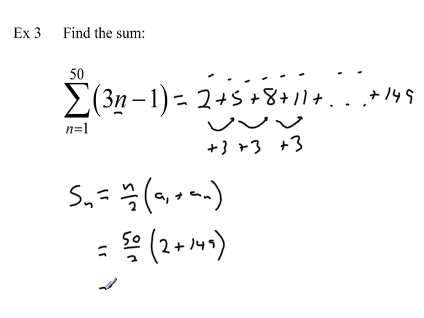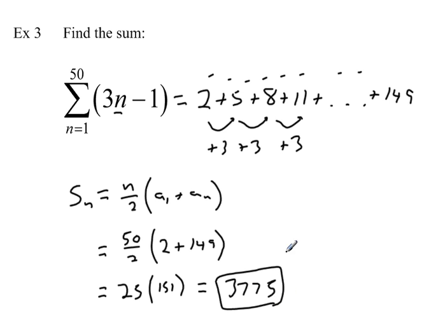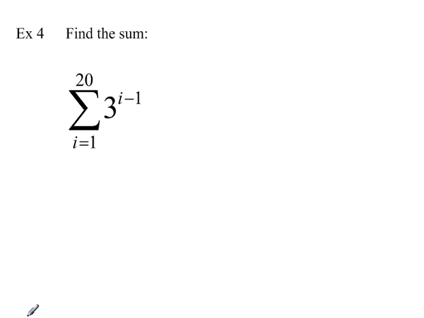Okay, so to find that sum, we can take 25 times 151, and if we multiply that together, we'll get 3,775. Now, if you don't trust me, if you don't trust the formula, go ahead and write out all 50 terms, add them up, but I prefer to save a little time and just go right to this answer of 3,775. Okay, let's take a look at a couple more of these.